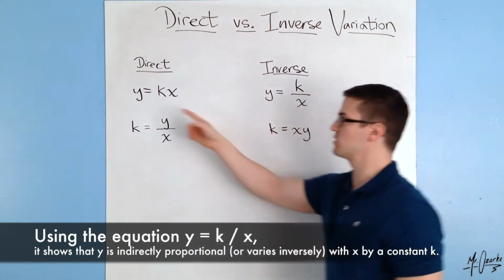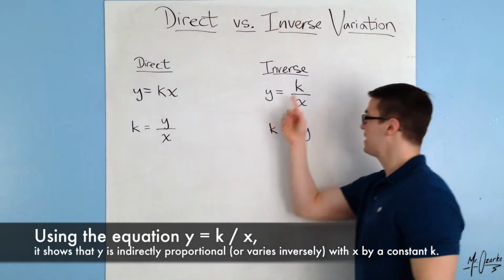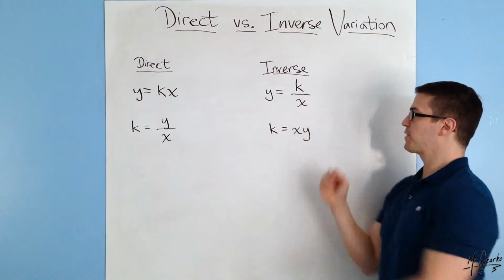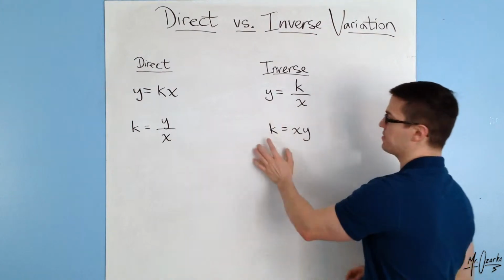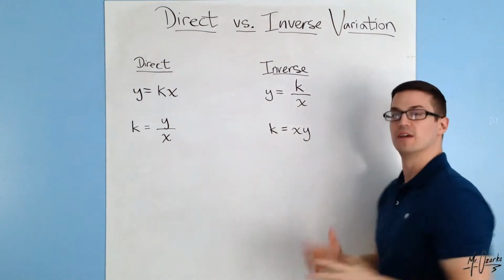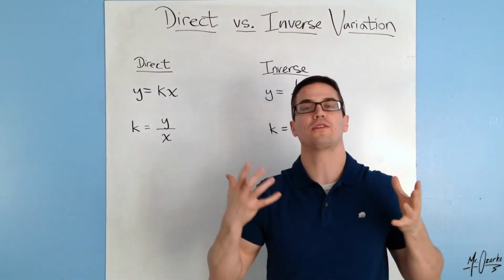Inverse variation is different than direct because instead it's k divided by x to solve for y. Here it's y equals k times x. Here it's k over x. And to solve for k, you'd multiply both sides by x, and you have k is equal to x times y.